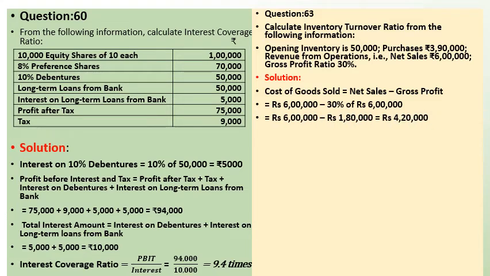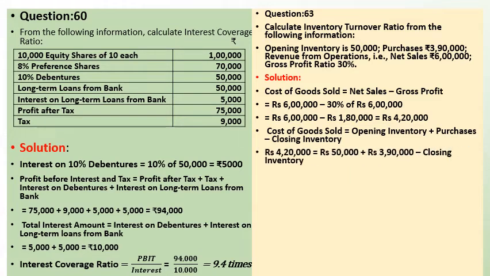So we'll calculate it this one. By calculating this one we'll get the cost of goods sold is equal to 4,20,000. Now cost of goods sold is equal to opening inventory plus purchase minus closing inventory plus direct expenses. Since direct expenses are not given, we get 0 over here.